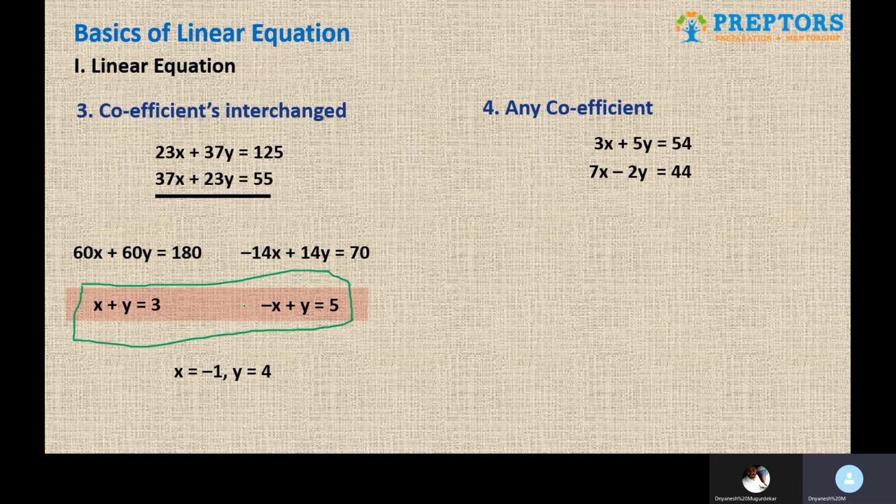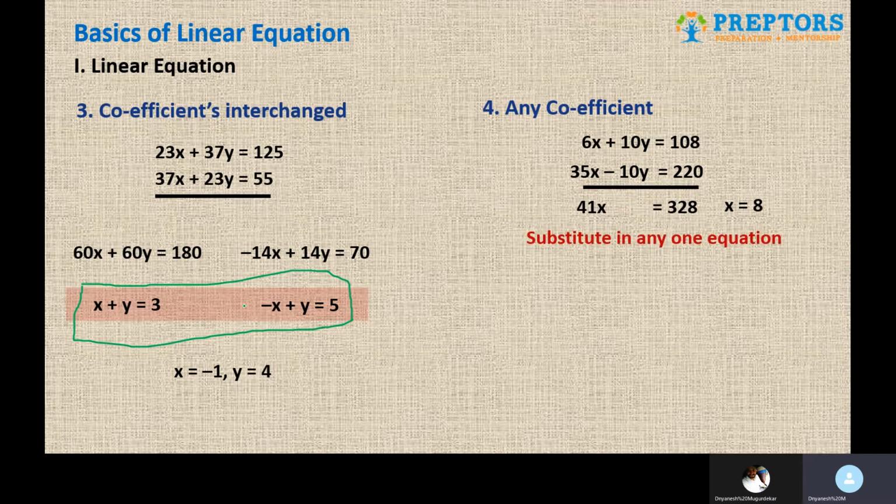So multiply the first equation by 2 to make it 10y, and multiply the second equation by 5 throughout to make it minus 10y. When you do that, obviously you get two new equations. Multiply 1 by 2 and 2 by 5, you get two entirely different new equations. Now you will see plus 10y minus 10y, you add them, they both get cancelled. You are left with x. Substitute that value of x in any one of the equations to get the value of y. So this is how you simplify any random coefficients.